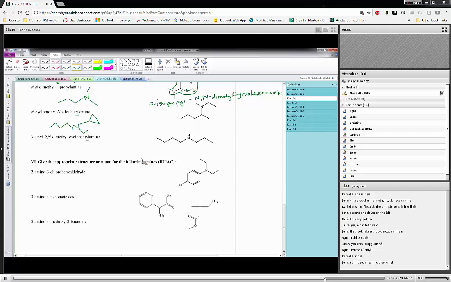Yes. Okay. These ones have higher priority groups with the amine and have alkenes and alkynes. So this is going to answer the question that Danielle just asked. Let's do a few from this section.